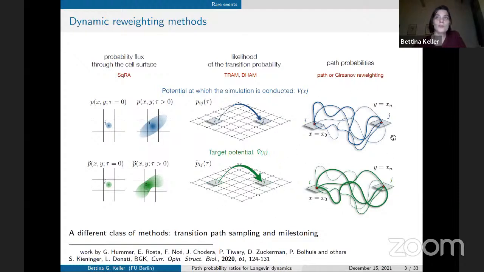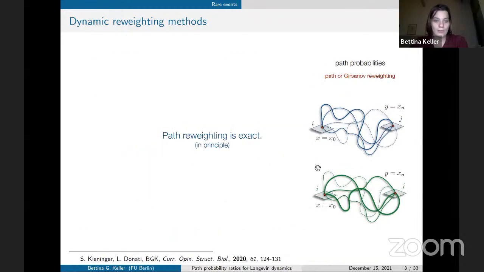And we've been focusing on methods that reduce or decompose this overall transition into individual paths that make their way from I to J. So instead of reweighting the entire transition, we reweight individual paths, and that's called path reweighting or Girsanov reweighting. And as I just said, I want to focus on path reweighting today.